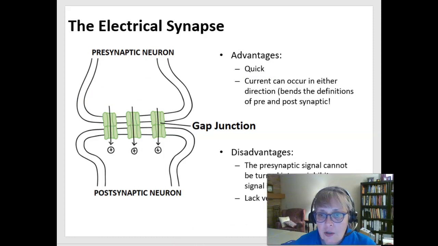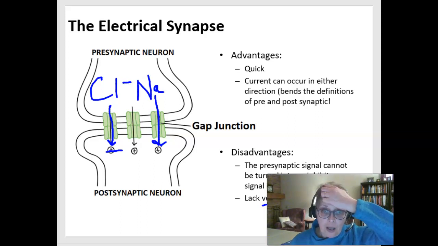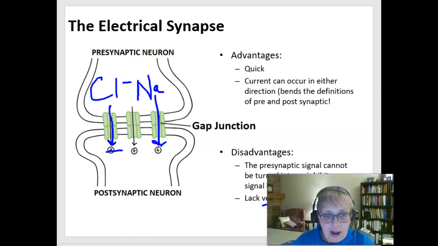Now, the advantage is that there is no way for this signal to be altered once it reaches the postsynaptic cell. It's either sodium that's gone in, and so the postsynaptic cell is depolarized, or it's chlorine that goes in, and then the cell is hyperpolarized, more negative. So there's no flexibility, no gradation, and I'm going to show you a chemical synapse and how there is some flexibility with those.